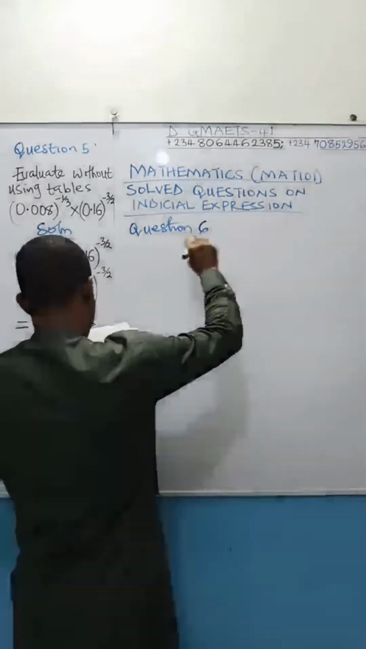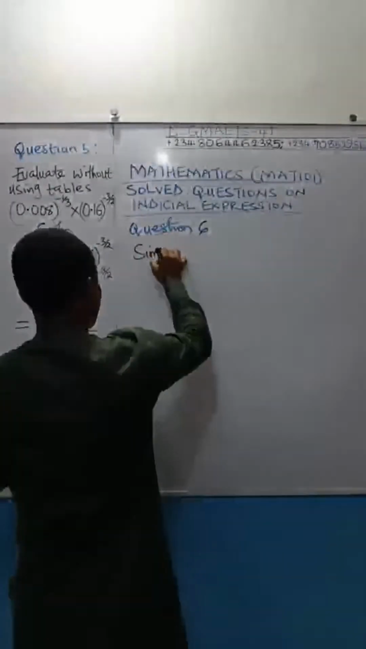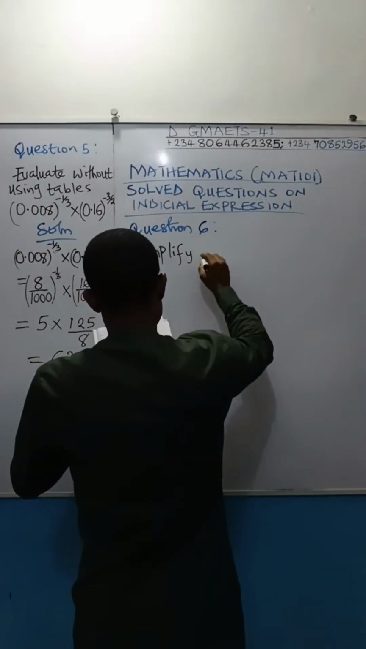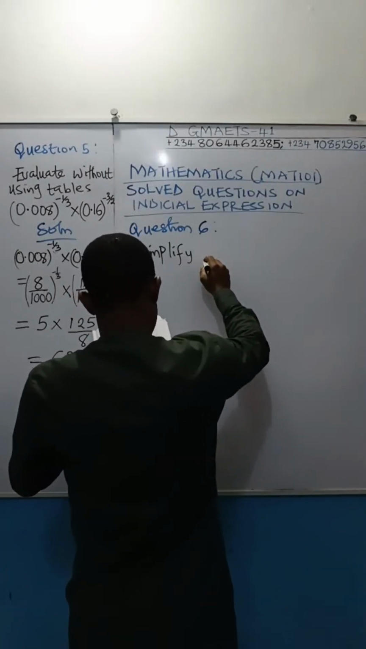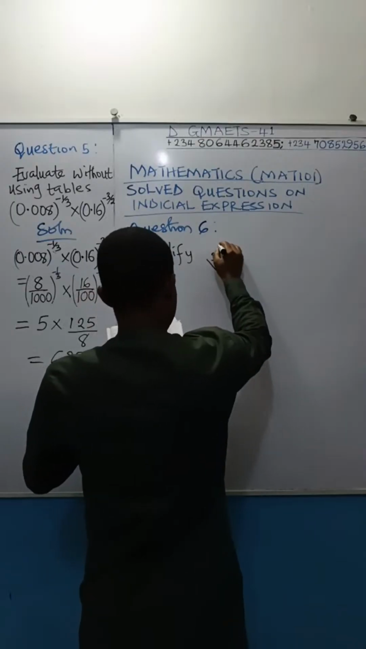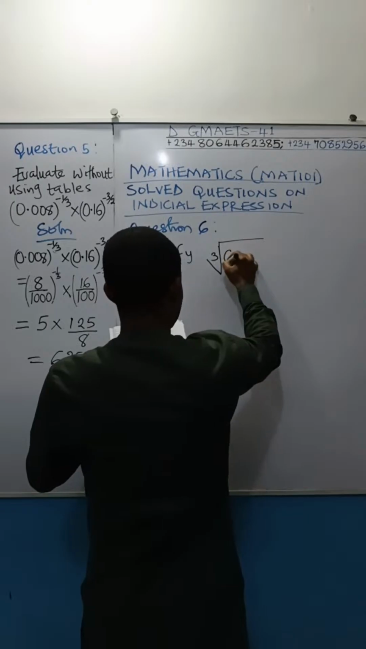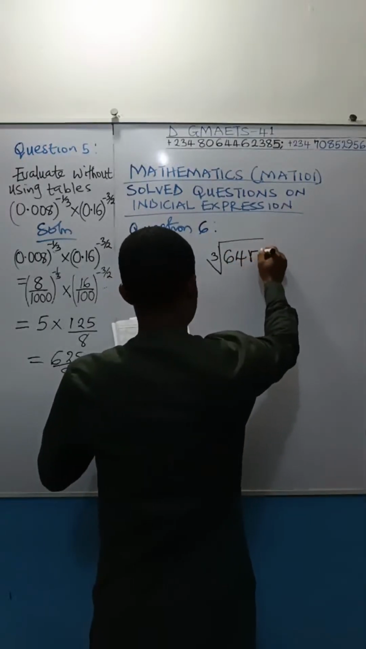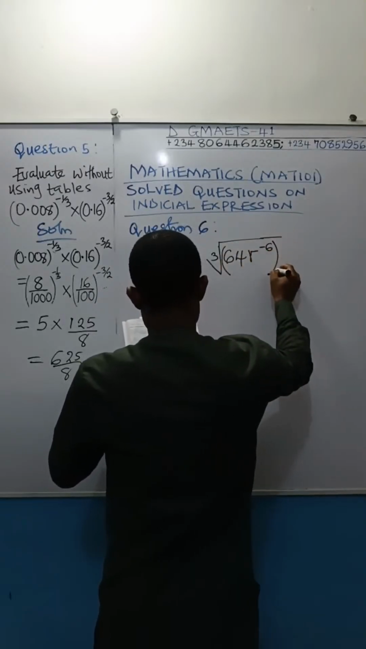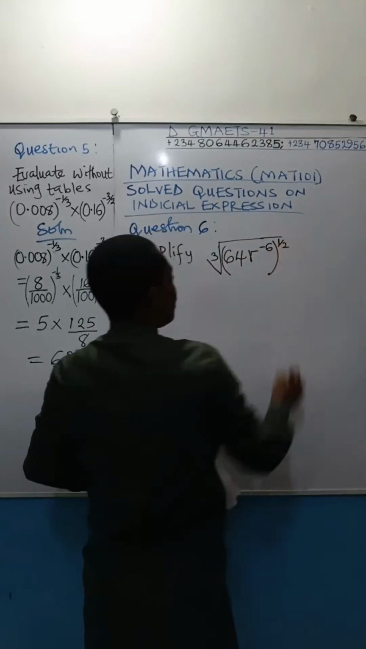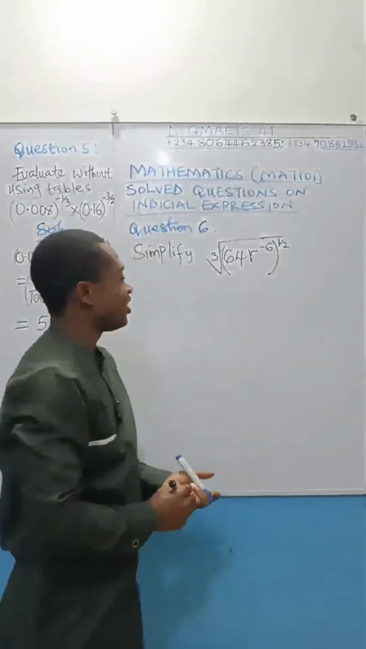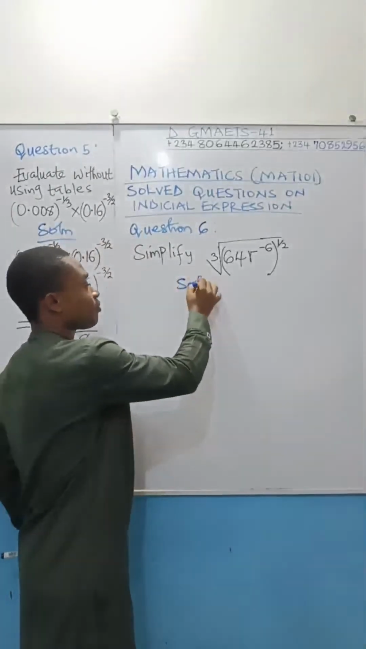The question reads, simplify the cube roots of 64 r raised to the power of minus 6, all in brackets, raised to the power of half. Are you scared of this? It's 1 plus 1, nothing is there. So you're asked to simplify this.